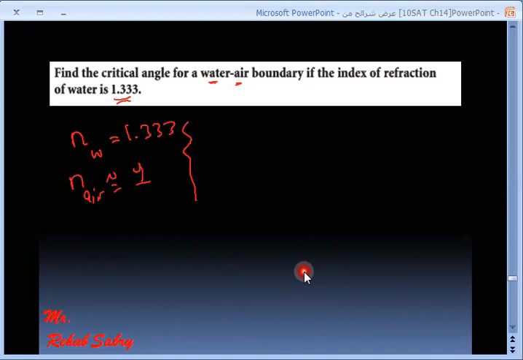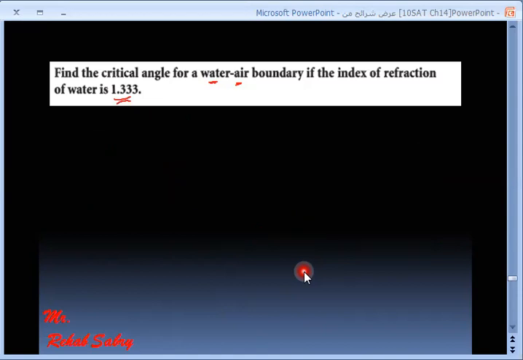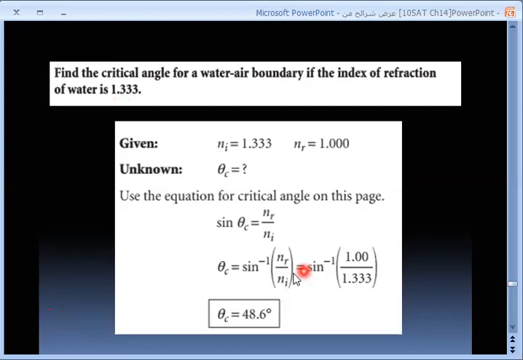Here, which is smaller? Let's remember that sine theta_c equals the smaller, which is 1, divided by the larger, which is 1.333. Then find the answer. So we can write that theta_c equals sine to the power of -1 of 1 over 1.333. So the answer will be this.